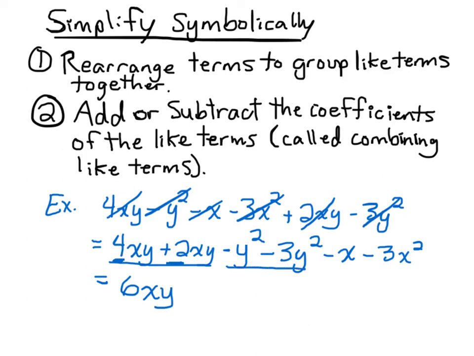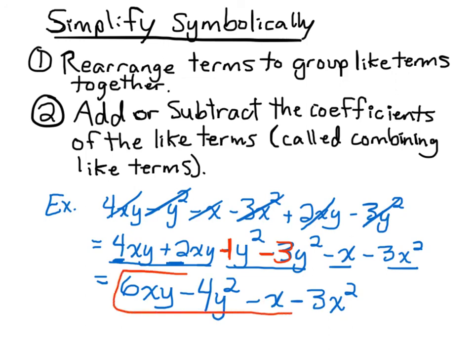In the next step, we have negative y squared minus 3y squared. So if we add or subtract the coefficients, this would be like saying negative 1 minus 3. So if we calculate that, we should get negative 4. And then the variable stays the same, so y squared. And then the x and x squared terms just stay the same because there's no other like terms like them. So our final answer is 6xy minus 4y squared minus x minus 3x squared.